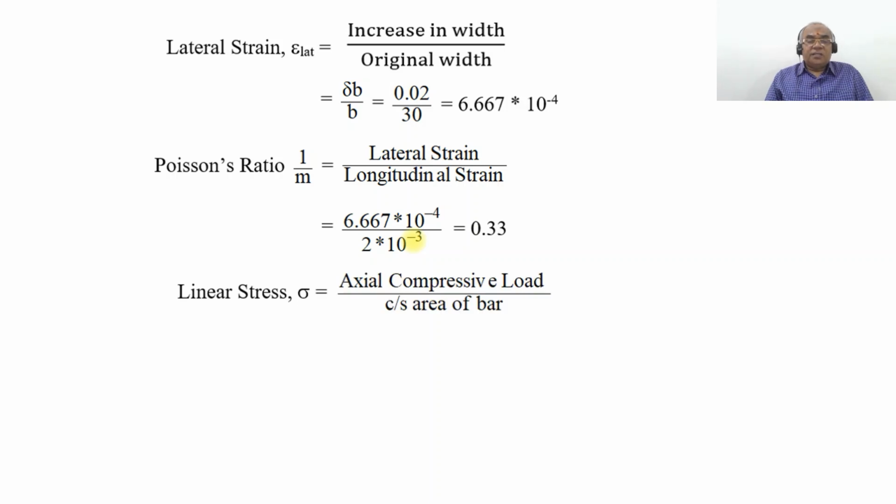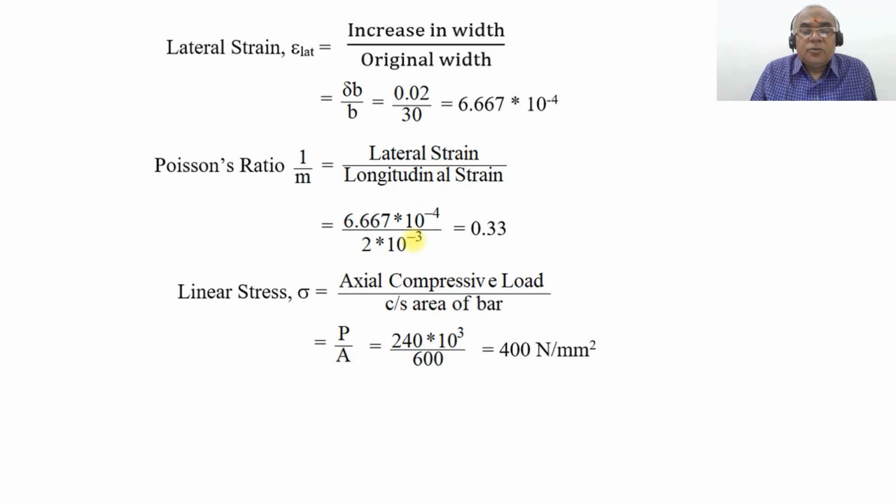So what is the linear stress? Linear stress is the axial compressive load by the cross-sectional area, P by A. That is 240 into 10 to the power of 3 by 600. So you will get 400 Newton per mm square.